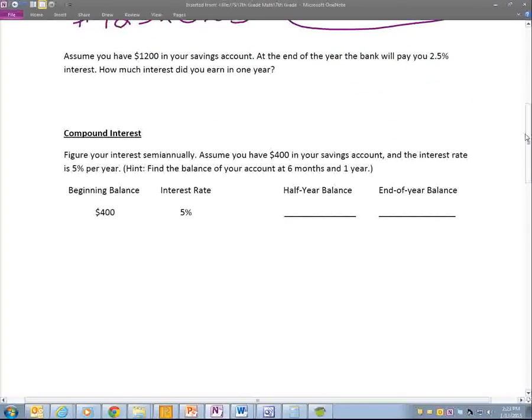We're doing well on time. Good. Now we have $1,200 in a bank account, and at the end of the year, the bank's going to pay us 2.5% interest. How much interest did we earn in a year? I want you all to do that on your own, following the same method that we did before. I'll do it up here simultaneously, and we'll see if we have the same thing. So go ahead and begin that.